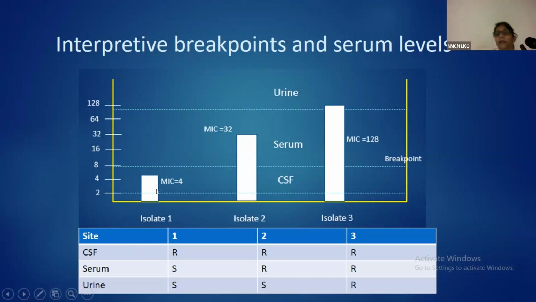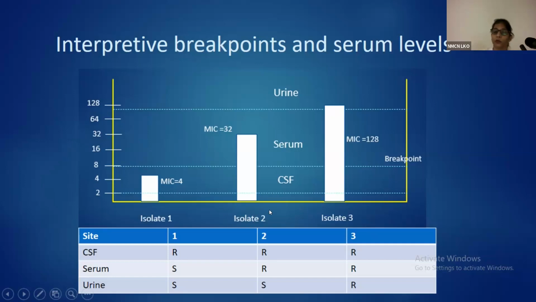So most likely this isolate will be resistant to this drug if we are considering it for therapy of meningitis. Then for isolate number 1 only, if we see the serum breakpoint is 8 and the MIC is 4. That means the inhibitory concentration is still lower than the serum breakpoint. That means this isolate will be sensitive to this drug for bloodstream infections. Then next is urine. Urine breakpoint is somewhere near 128, and this isolate is again having MIC of 4, which is very, very less than the urinary breakpoint. So again, this isolate will be sensitive to this drug if given for urinary tract infection.